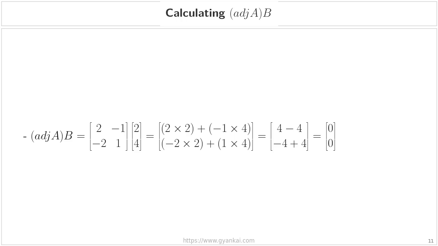For the first row, we multiply 2 by 2 and add it to negative 1 multiplied by 4. For the second row, we multiply negative 2 by 2 and add it to 1 multiplied by 4. As we simplify these, the first row becomes 4 minus 4, and the second row becomes negative 4 plus 4. This leaves us with a resulting column matrix where both entries are 0. This specific result is crucial, as it leads us directly to our conclusion in the next slide.